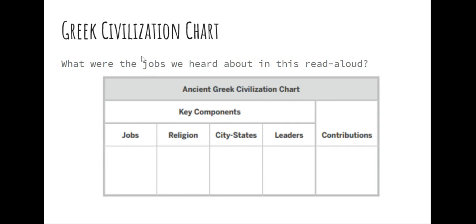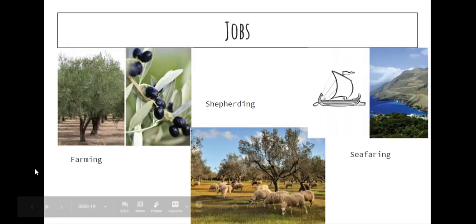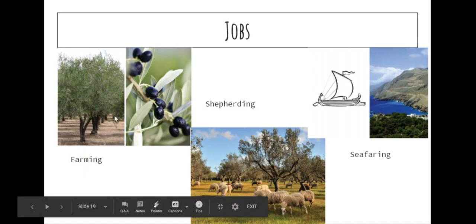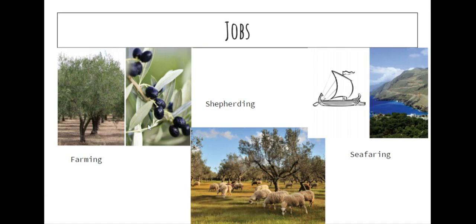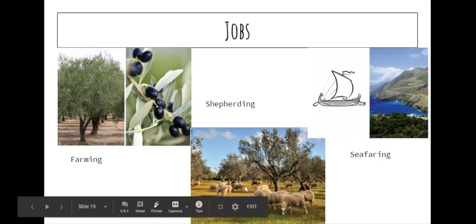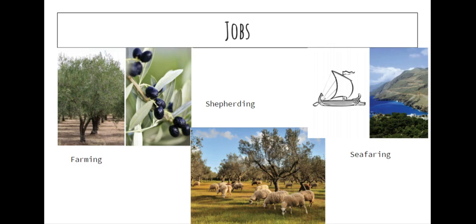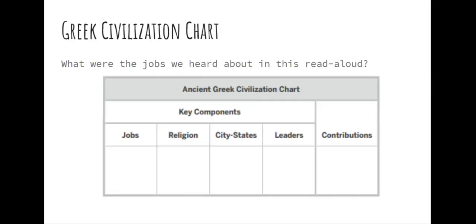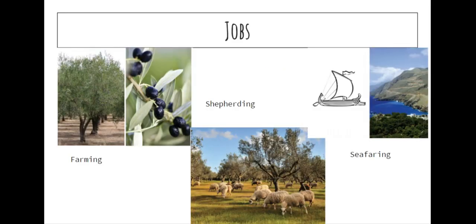Does anyone know what jobs we heard about in this read aloud? We heard about 3 jobs. One of those jobs was farming, remember, of this tree that we're going to learn about here soon. Another job that was kind of hidden right in there is a job called shepherding, and that means you're herding different sheep around. And then the job with that island of Crete called seafaring. So we're going to be showing this civilization chart as we go on through this unit so that you can remember the different components of ancient Greece.